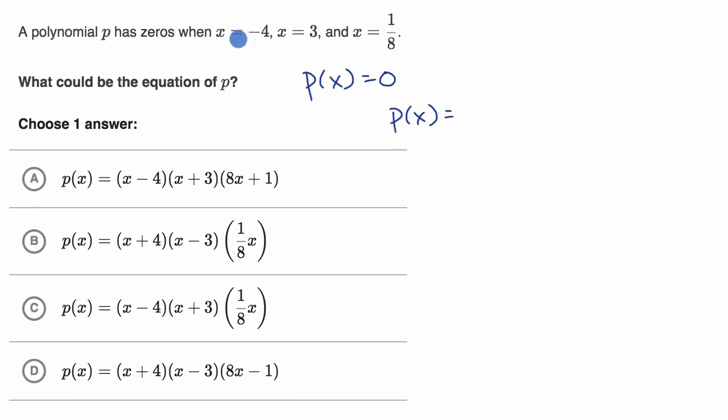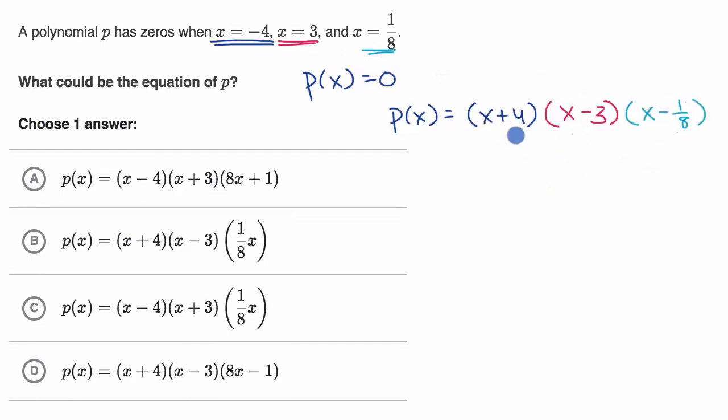So what's an expression that would be 0 when x is equal to -4? Well, the expression x plus 4 is equal to 0 when x is equal to -4, so I like that. What would be an expression that would be equal to 0 when x is equal to 3? Well, what about the expression x minus 3? If x is equal to 3, then this is going to be equal to 0. 0 times anything is going to be equal to 0. So p of 3 would be 0 in this case. And then what is an expression that would be equal to 0 when x is equal to 1/8? Well, that would be x minus 1/8.